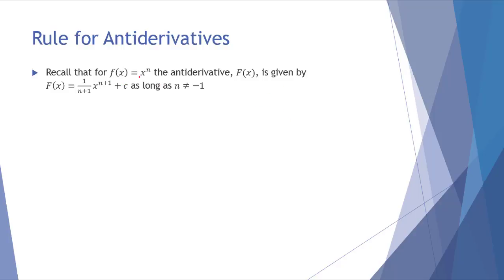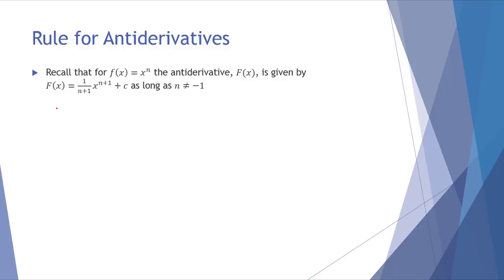For little f of x equals x to the n, the antiderivative given by capital F of x is given by x now raised to the n plus 1 power, and in front of that is a constant, 1 over that new power, 1 over n plus 1, and then plus c for that arbitrary constant. Now this rule held as long as n wasn't equal to negative 1.